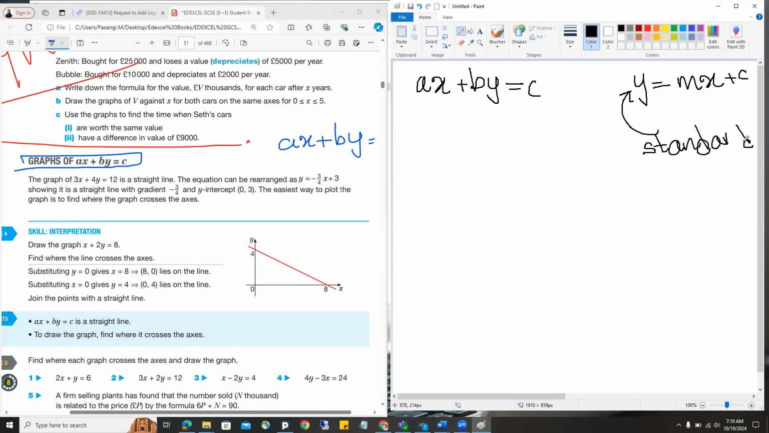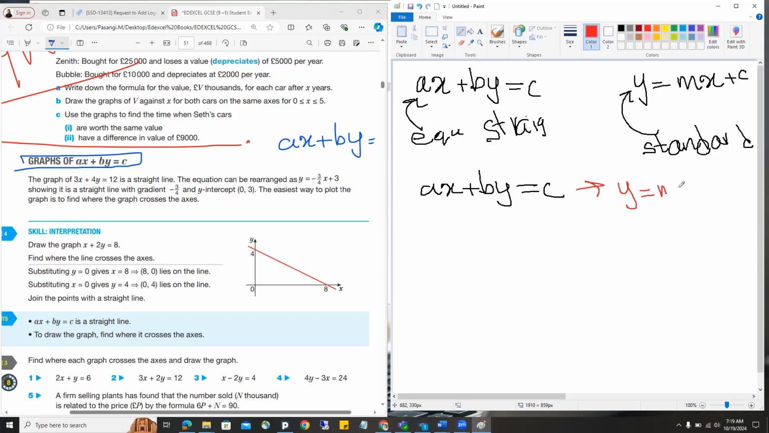Correct. Now, this is also an equation for a straight line. However, this is not in this format. So what we have to do is convert this ax plus by is equals to c to y is equals to mx plus c format.